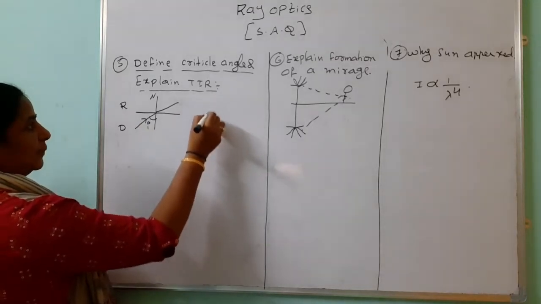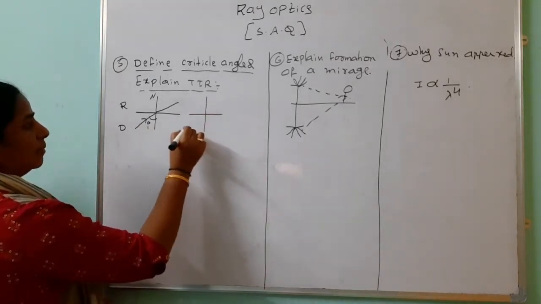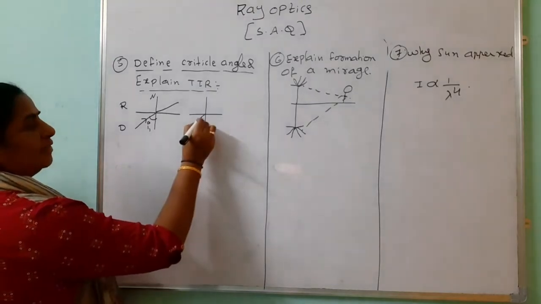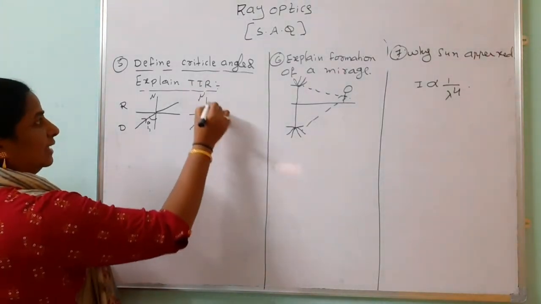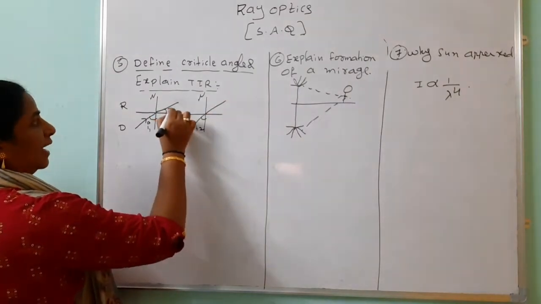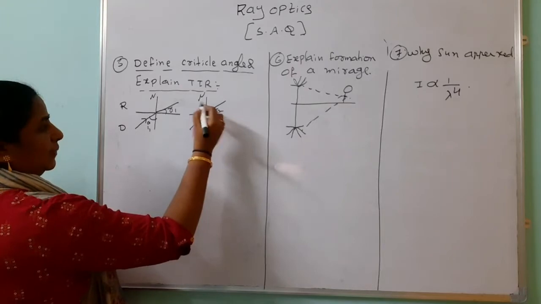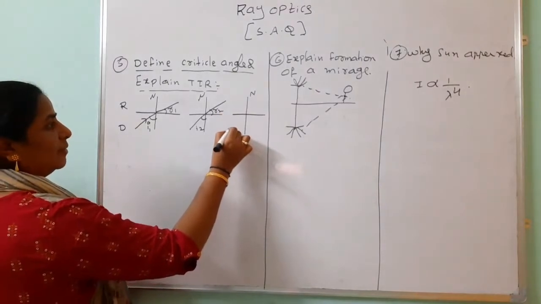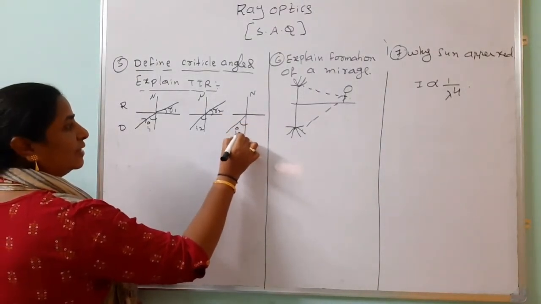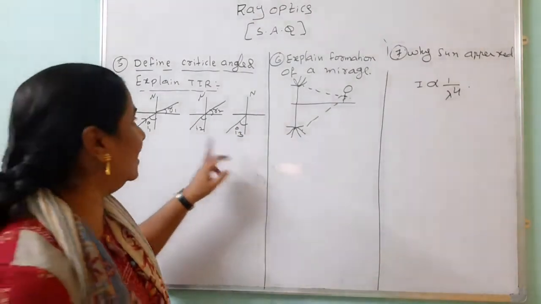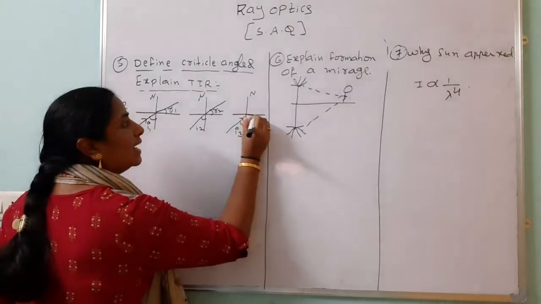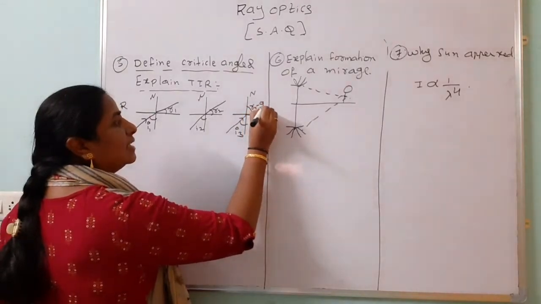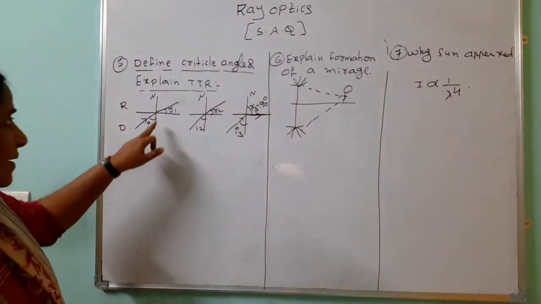Then the second diagram, look here. Same thing, this is the normal, but here this is I1 and this is I2. The angle of incidence in this case is I2. See, here also this is not called the critical angle. Then the third diagram, look here. This is the normal. Same, light is coming from denser to the rarer medium. Here the angle of incidence is I3. Now look here, light is grazing the surface, and how much is the angle of refraction? This is 90 degrees.